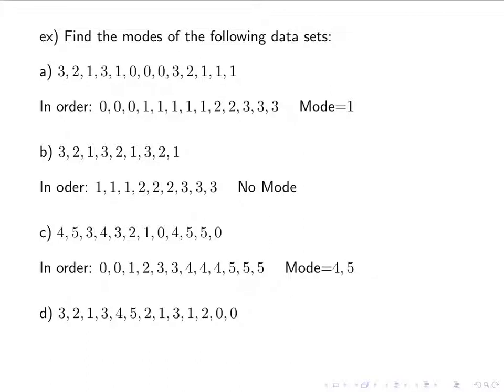And as our last example, again, we've got a bunch of numbers. I'll put them in order. And then if we look, we've got 3 3s, 3 2s, 3 1s, and again, everything else occurs at most twice. Since there are 3, we call that no mode.